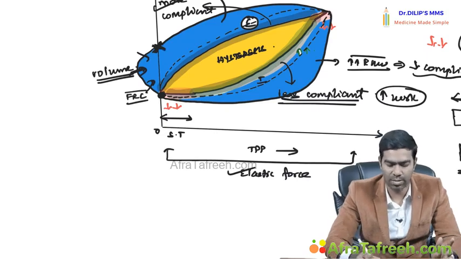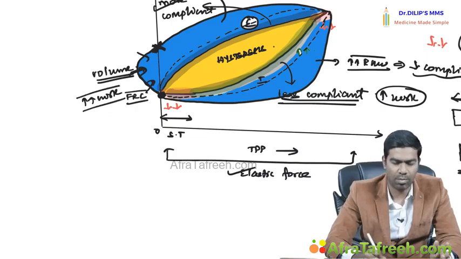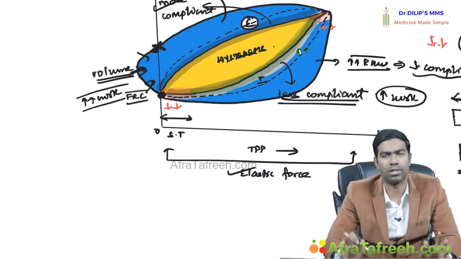But here they don't reach the baseline at all, which means to push this volume back to the FRC, you need to do extra work during expiration also. Normally, you don't even do work during expiration because it's passive. But in a COPD patient, to come back to the FRC, they need to do that extra work, and that is going to cause a massive increase in work of breathing, and that is what is going to result in type 2 respiratory failure due to fatigue and exhaustion very fast. Clear? So this is how a COPD patient will behave.